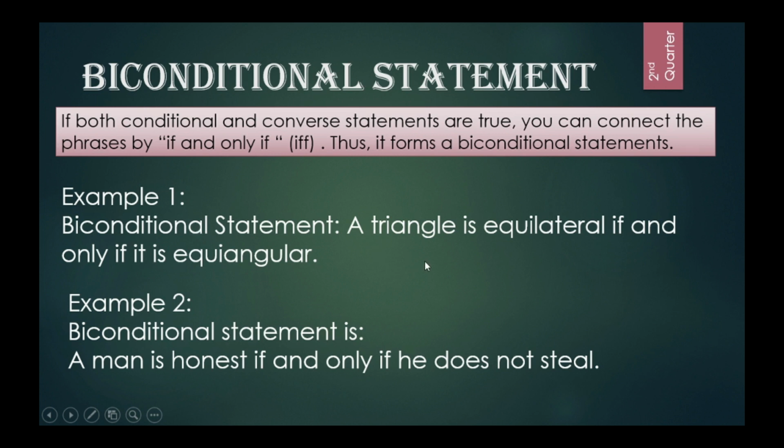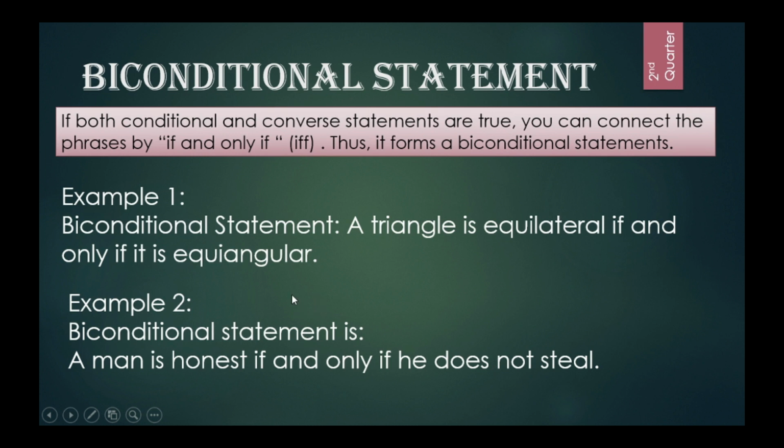So, this will be the answer. A triangle is equilateral if and only if. No? Tingnan nyo, nai-add na natin yung word na if and only if it is equiangular. So instead of using if and then, ang gagamitin natin sa biconditional ay if and only if.